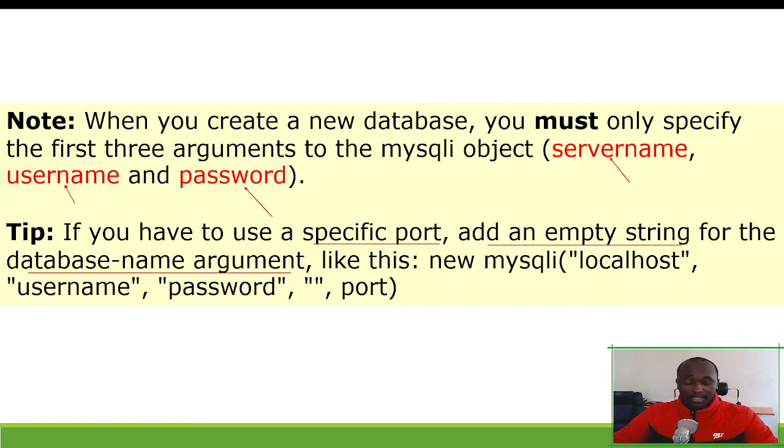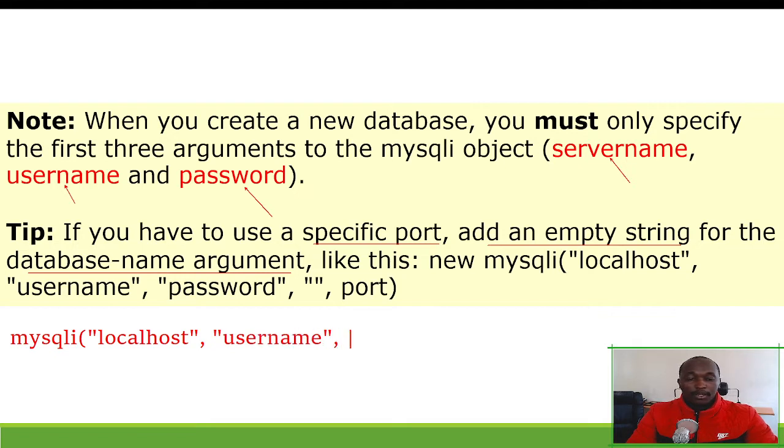Okay, so it's here, but let me just retype it so that maybe it's on one line. So something like this: MySQLi, like that. Then you give it localhost, then comma, then the username, comma, then the password, comma, then you give it an empty string like that for the database name argument.